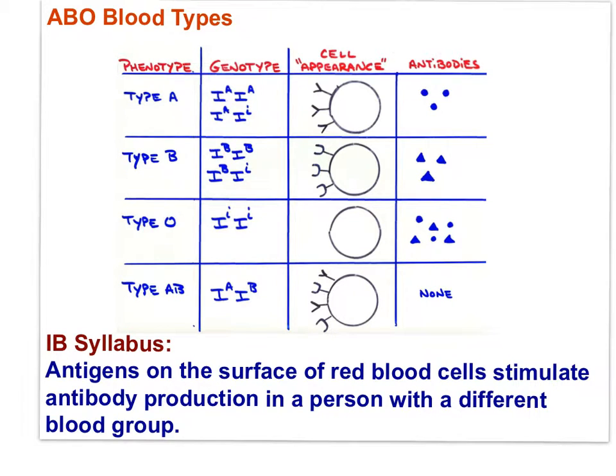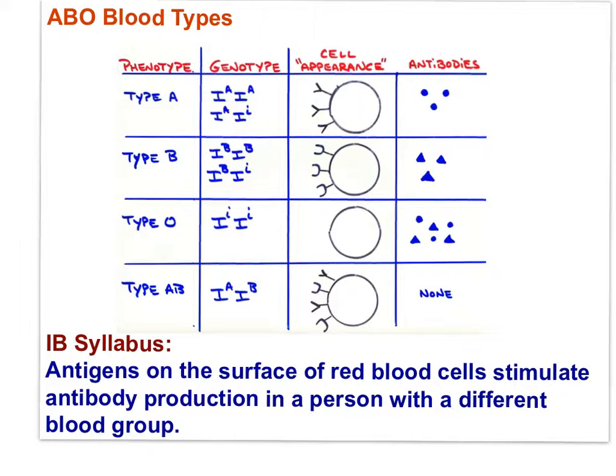I had this slide in Part 1, Immune A, and I've started this movie with this slide to refresh your memory. Molecules on the surfaces of our red blood cells distinguish us as either type A, B, O, or AB. The molecules on the surfaces of our red blood cells are potential antigens if blood is donated to a person of a different blood type.